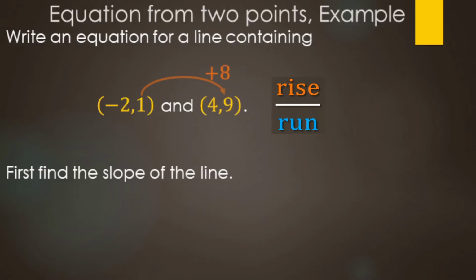It went up 8. Now for the run, that's going to be the x's. Remember xy. The x's tell you how far left or right the information goes. So we're going from negative 2 to positive 4. This one does jump over 0, so it does make it a little bit complicated. But from negative 2 to 0 is 2, and then we got to go another 4. So that's going to make a plus 6, or to the right 6 for the run there.